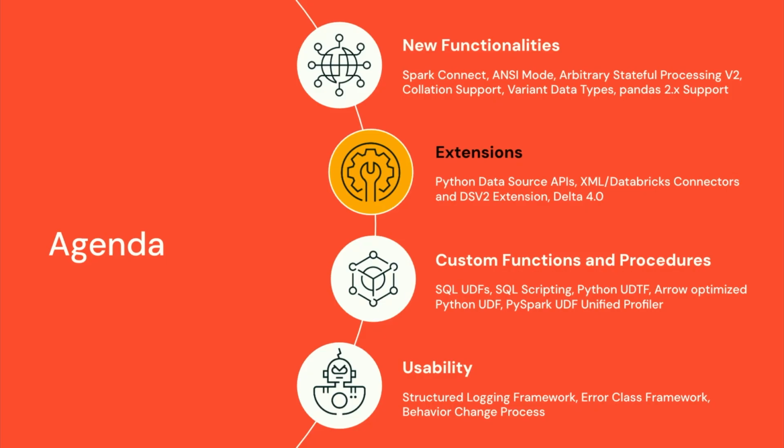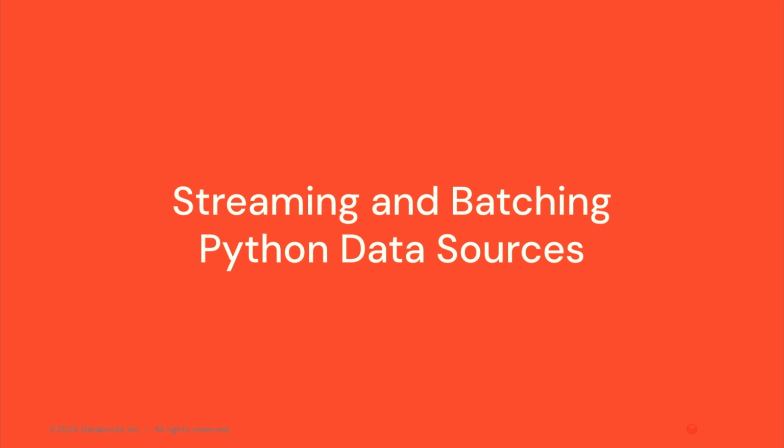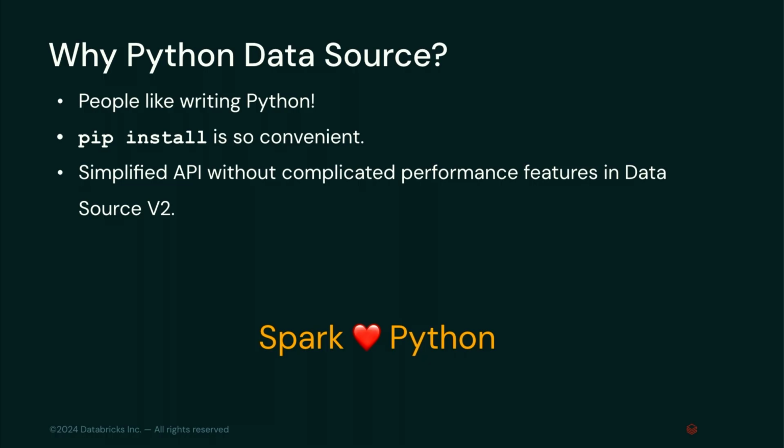Okay, next about extensions. First is the Python data source. You may also have seen this at the Data + AI Summit last year. In Spark 4.0, we support both streaming and batch for the Python data source. So it's fully GA now.